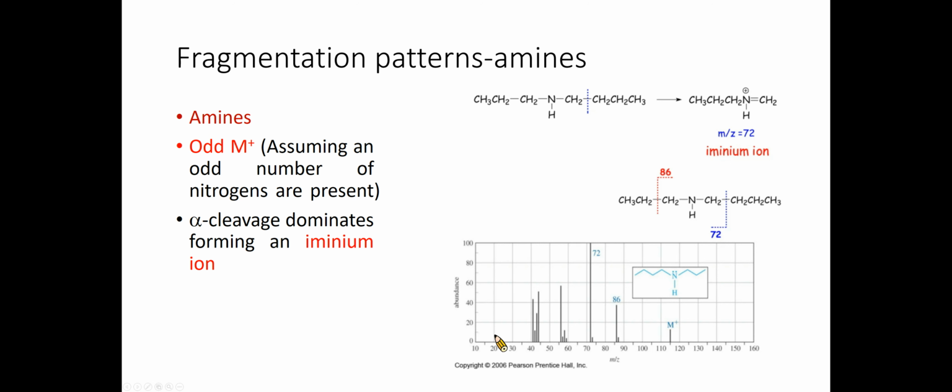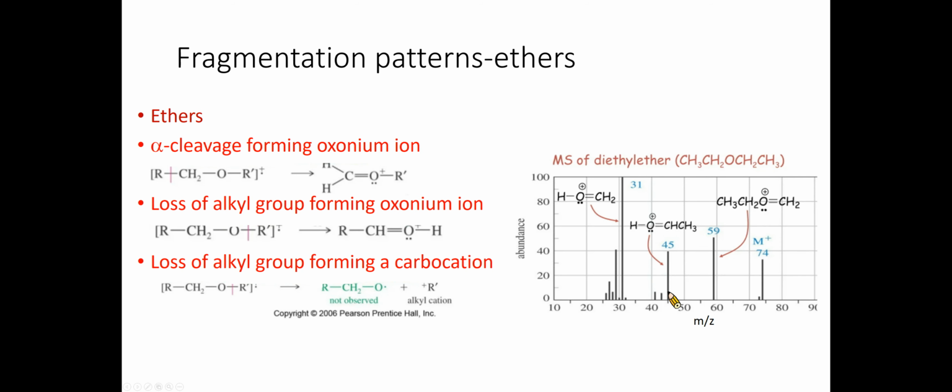For the fragmentation pattern of amines, we would expect the alpha cleavage to occur, forming the iminium ion. For the fragmentation patterns of ethers, you can expect alpha cleavage to occur and the loss of alkyl group, forming the oxonium ion or a carbocation fragment. On the right is an example of diethyl ether, where you can find these fragmentation patterns.